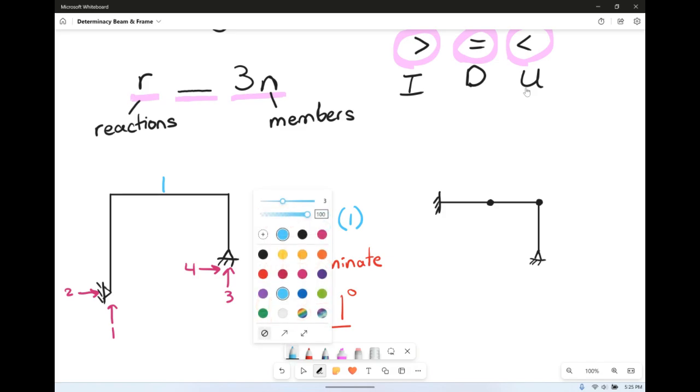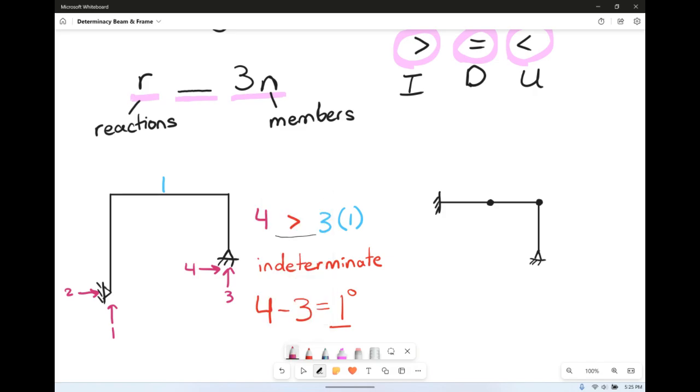Let's go on to another one over here. We have a fixed end, so that's 1, 2, 3 reactions, right? Vertical, horizontal, and a moment. We have a pin. That's 1, 2 reactions. And then we have a couple hinges here. These little bitty dots are hinges.